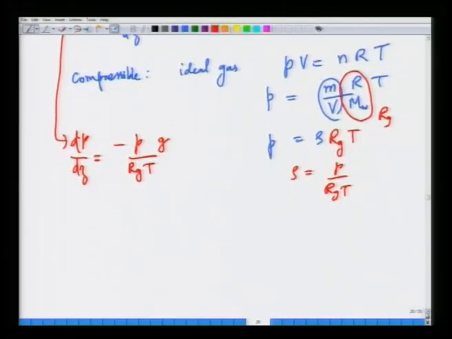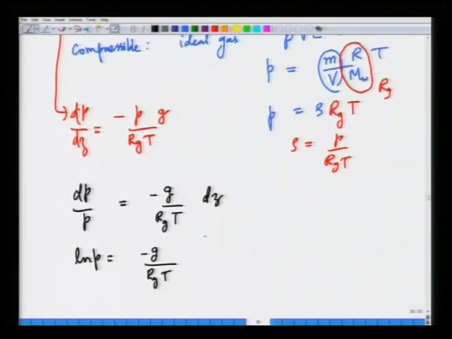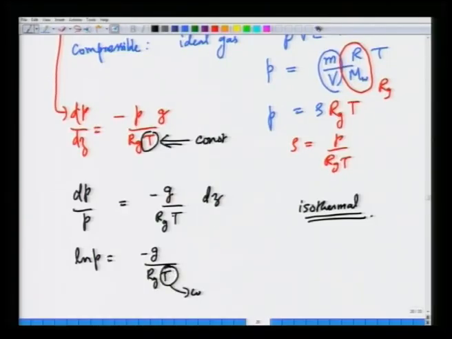So, this can be integrated. dP by P is nothing but minus g over Rg T dz. This is log P is minus g by Rg T, and the temperature is assumed to be a constant. So, here we are looking at an isothermal condition, the gas is at constant temperature. So, T is constant, and you can integrate this trivially to give z plus c.